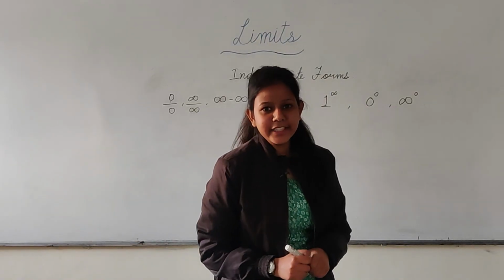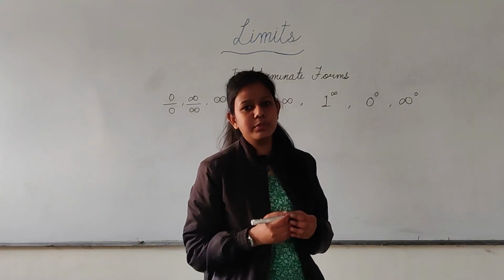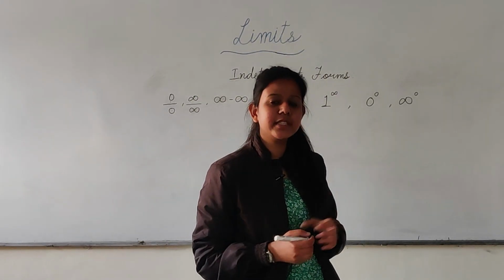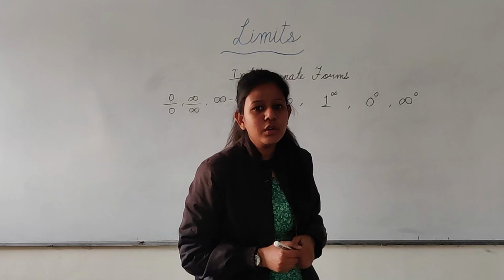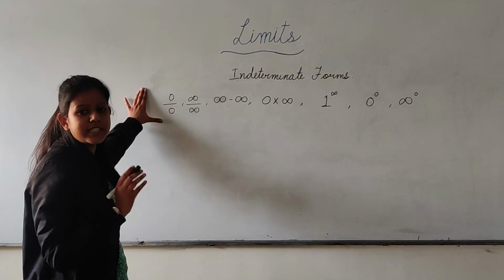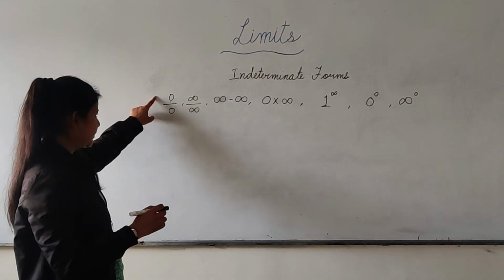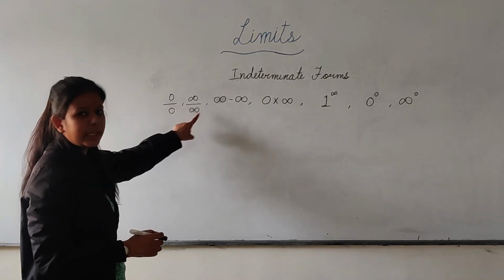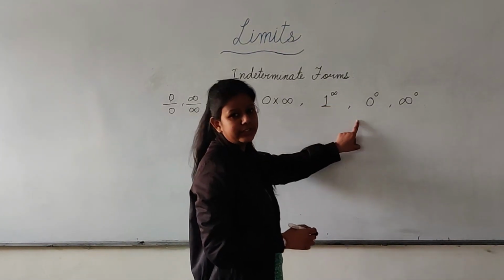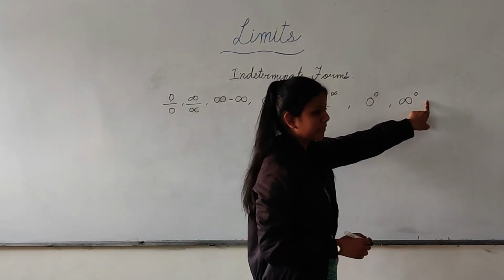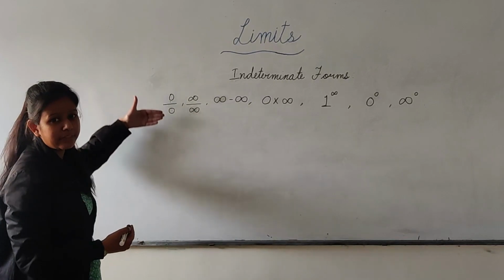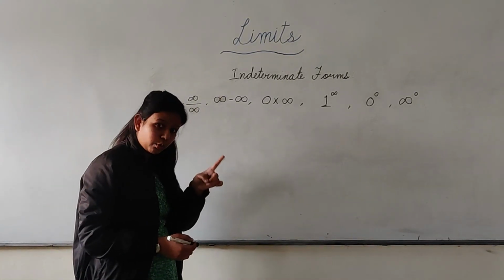Now we see the indeterminate forms. What are indeterminate forms? As the name suggests, forms whose value cannot be directly calculated by substituting the value of x. So we solve here the indeterminate form. Now there are a total of 7 indeterminate forms. These are 0 by 0, infinity by infinity, infinity minus infinity, 0 into infinity, 1 power infinity, 0 power 0 and infinity power 0. So what do these mean? 0 by infinity does not mean 0 or infinity.